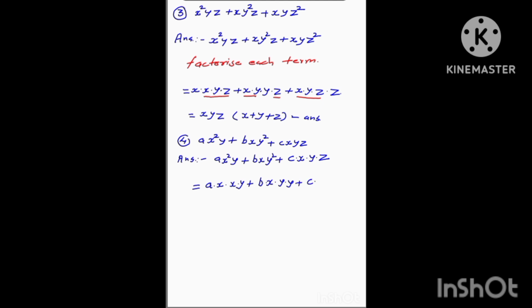a into x into x into y, b into x into y, and it is very easy to check. Now see, x is common, then y is common. I think nothing else is common. Then you take x and y common, and what remains is a into x plus b into y plus cz. That's it. That is your answer. Got it? Have some practice. So we move ahead. See, this is the answer.